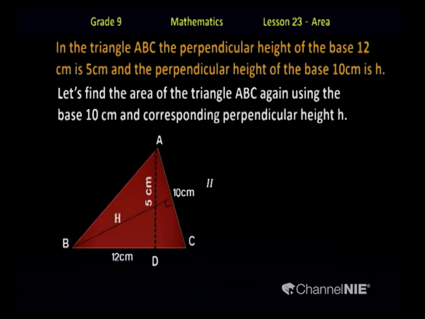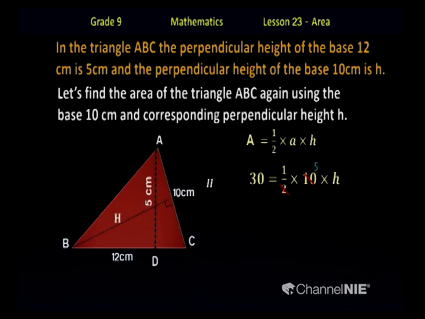It is 10 centimeter. How can we write it? We know area is half into base into perpendicular height. Here we know the area is 30. Half into base, which is 10, and height is H. Now there is an equation. Then simplify it. How can you simplify? 2 and 10, they are simplified.